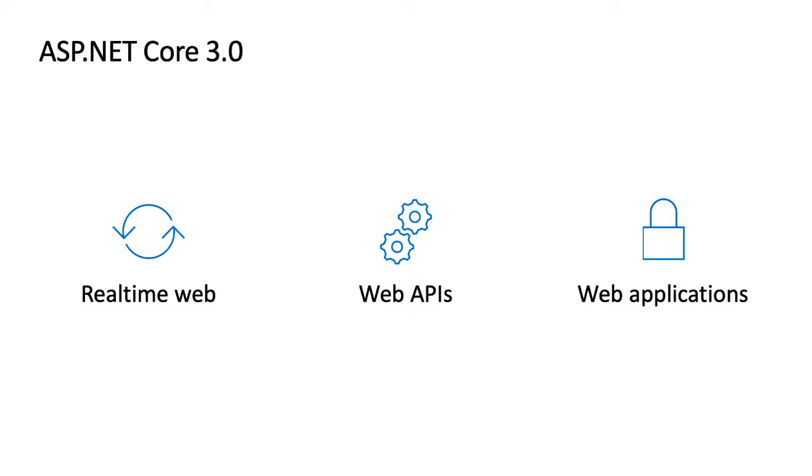ASP.NET Core also supports building web APIs, which are hugely important because almost every app today either produces or consumes a web API in some way or form. And then today, what we're going to focus on is actually building a web app or web application.